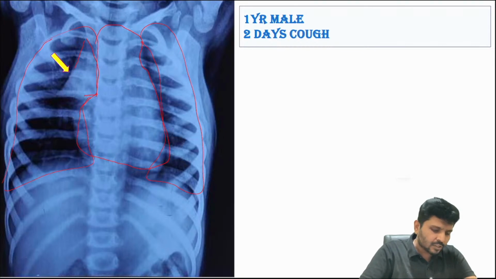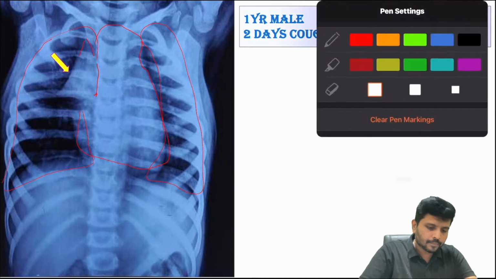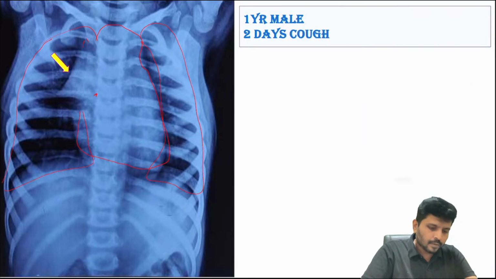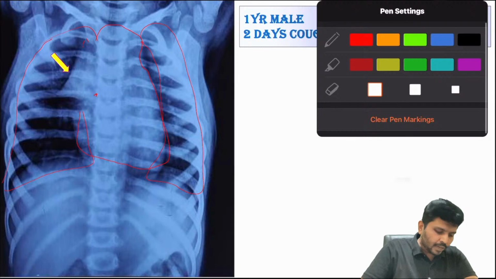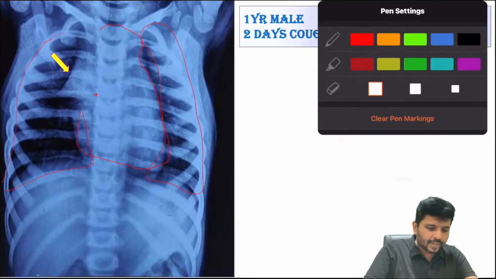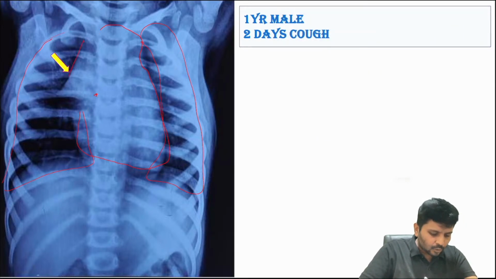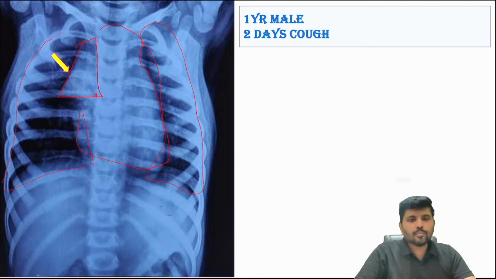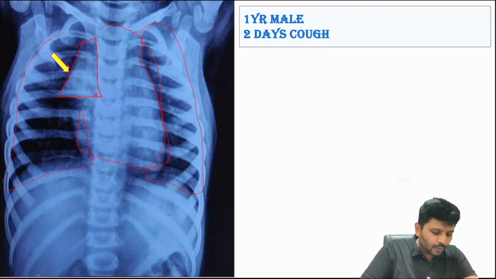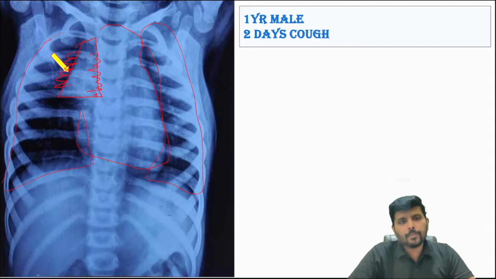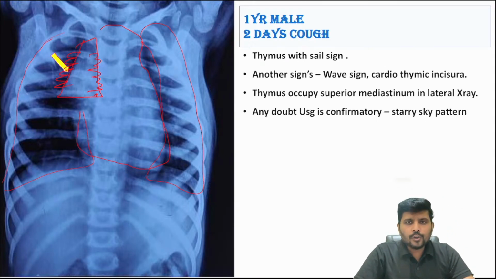What is this? This is called sail sign. Look at this. It is just looking like a sail of a boat. This is called sail sign. Apart from that, you will have lobular margins. So thymus means you will get sail sign.